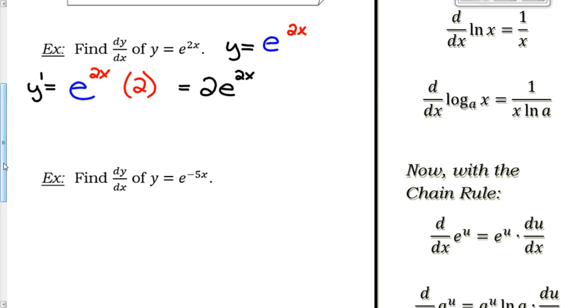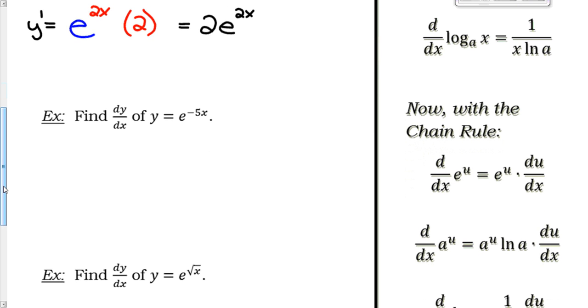So let's try the next one. Find the derivative, dy dx, of y equals e to the negative 5x. I'm going to rewrite that with my inside and my outside. My outside is the e. The inside is the negative 5x, my exponent.